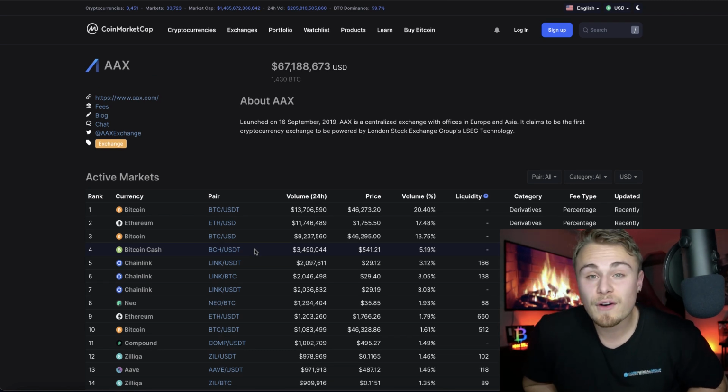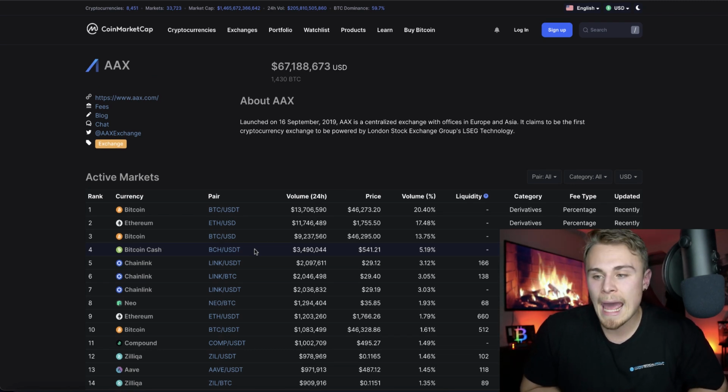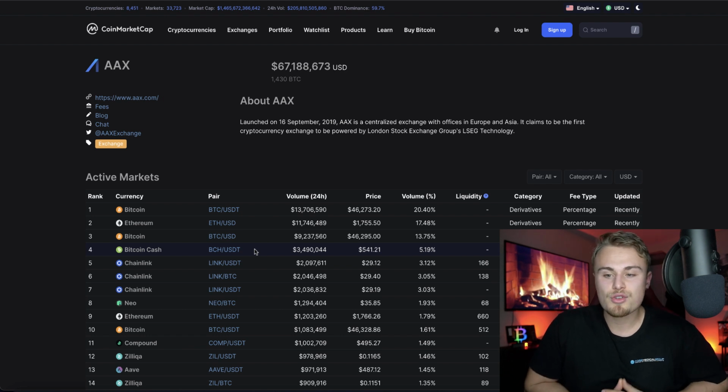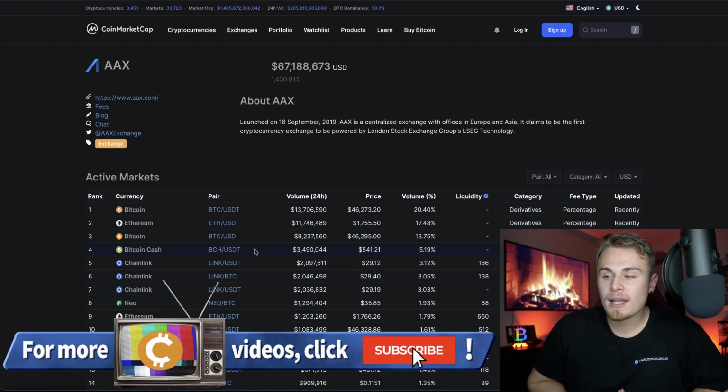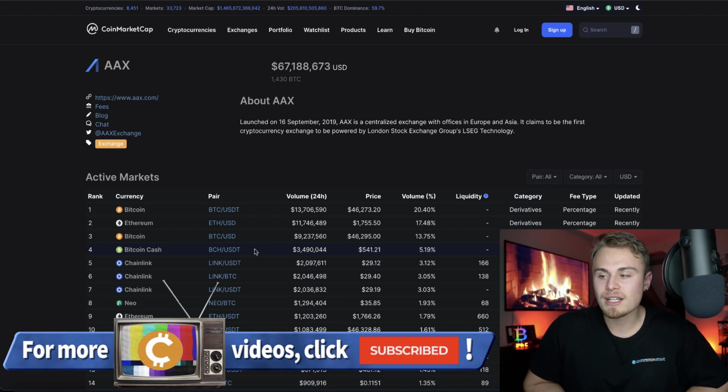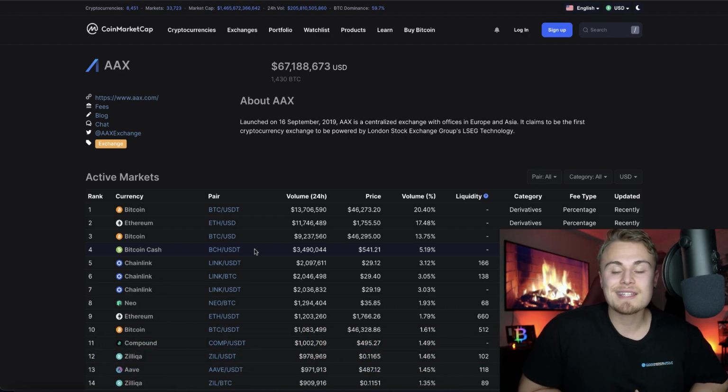So I went even farther and looked up their exchange on CoinMarketCap: the cryptocurrencies that are offered and the trading volume that they have. You can see it was launched on the 16th of September in 2019, so it's been out for quite a while. I feel like all the bugs and kinks have probably been worked out by now. It has offices in Europe and Asia and claims to be the first crypto exchange to be powered, like we said, by LSEG technology.